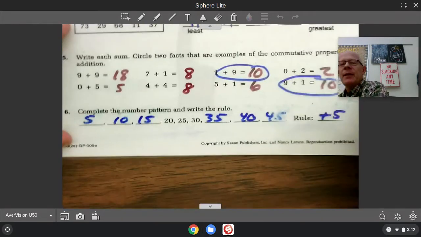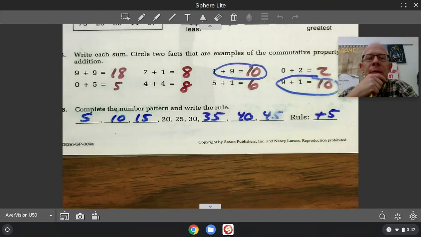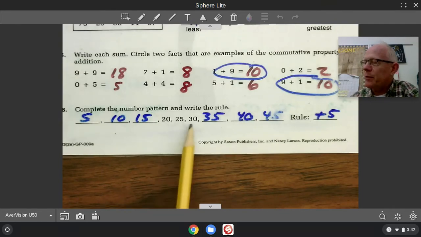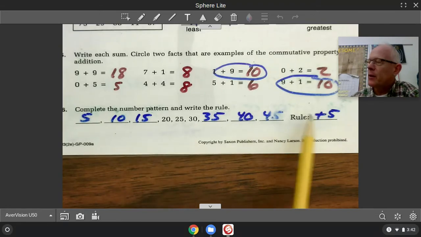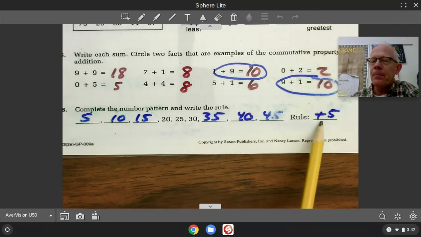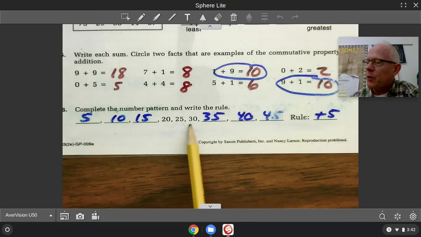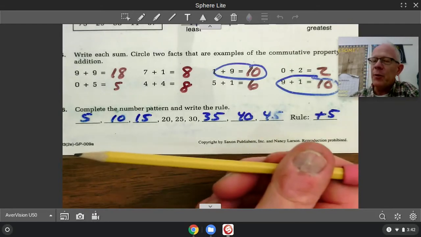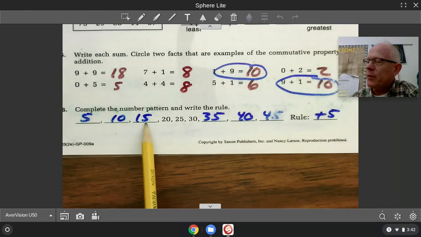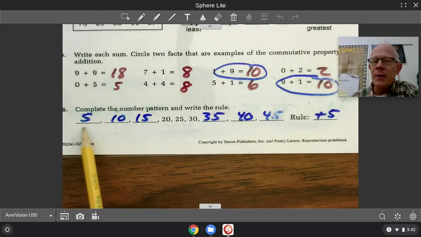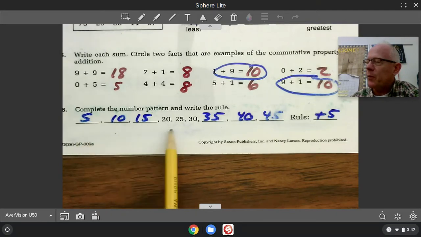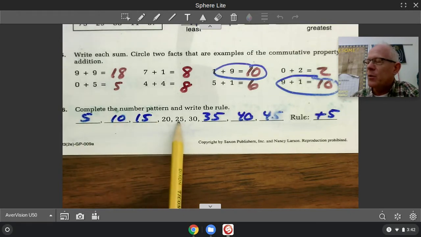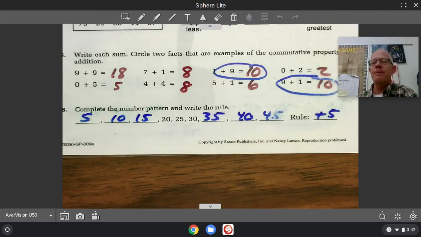This says, complete the number pattern and write the rule. So this was similar to the one we did up on the board, 20, 25, 30, we're counting by fives. So we write plus 5. And if we keep counting by fives, 30, 35, 40, 45, going this way, we have to subtract by 5. So this is 15, 10, 5. But this rule still holds because going this way, we're still counting by 5. 5, 10, 15, 20, 25, 30, 35, 40, 45.